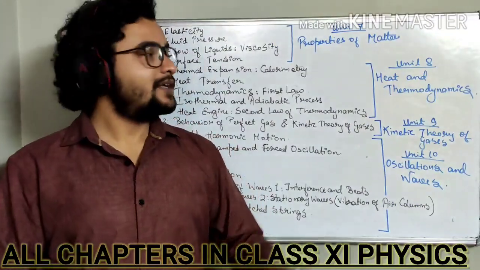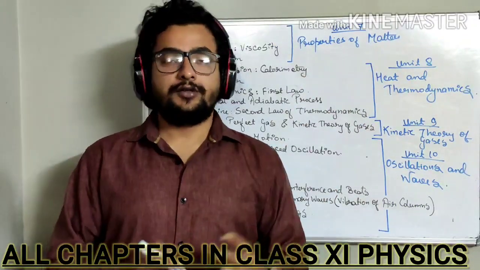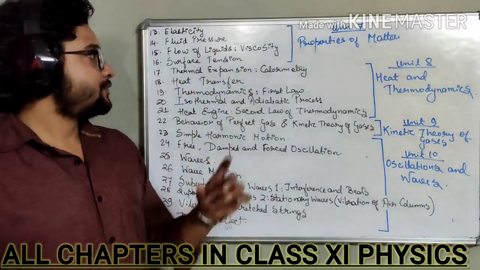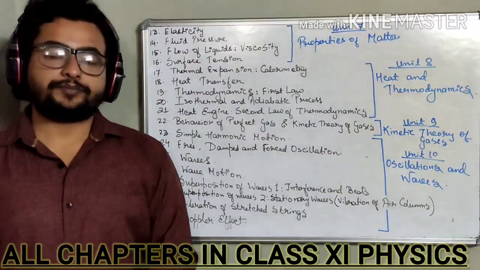Let's come to the next unit. Unit 7, Properties of Matter. Now this branch is also known as General Properties of Matter. Now what are the chapters over here? The first chapter is Elasticity.